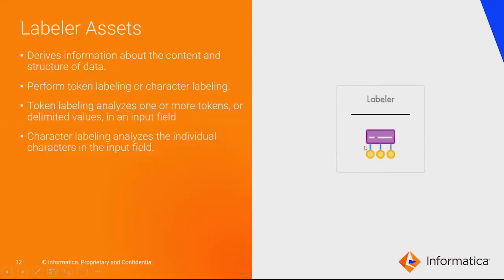Then we have the labeler assets. In the labeler assets, basically you can derive information about the content and structure of the data, right? Based on your input, you can have token labeling or character labeling, and with this you will be understanding what kind of data you have, and you can have those formats defined. While doing token labeling, you can analyze one or more tokens. And with character labeling, you can look into the individual characters.